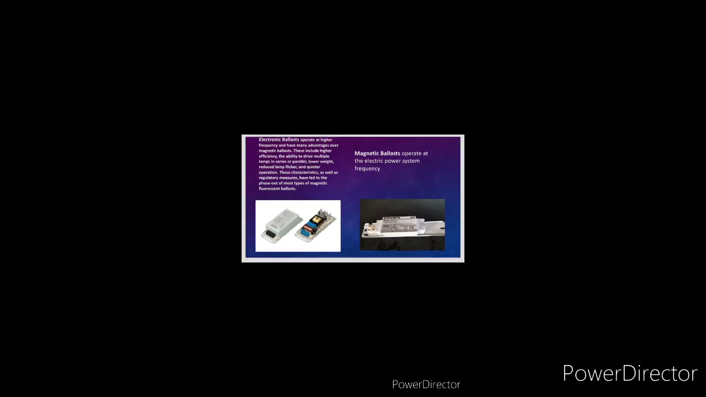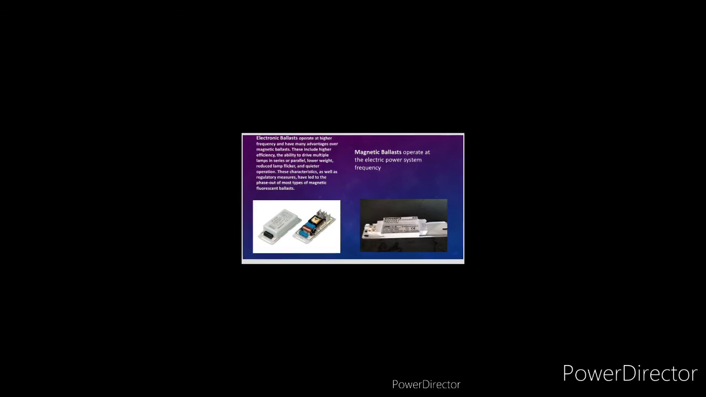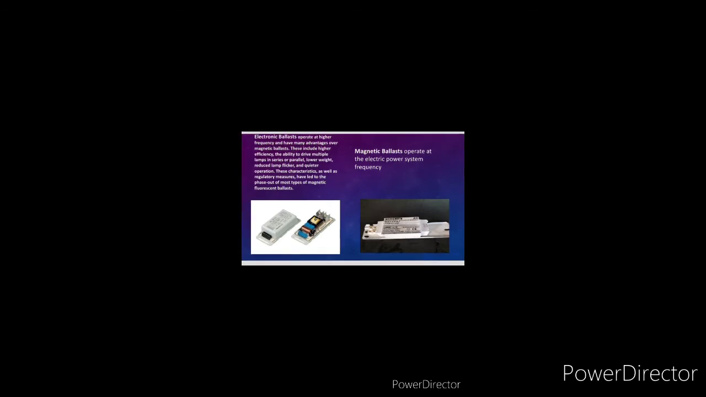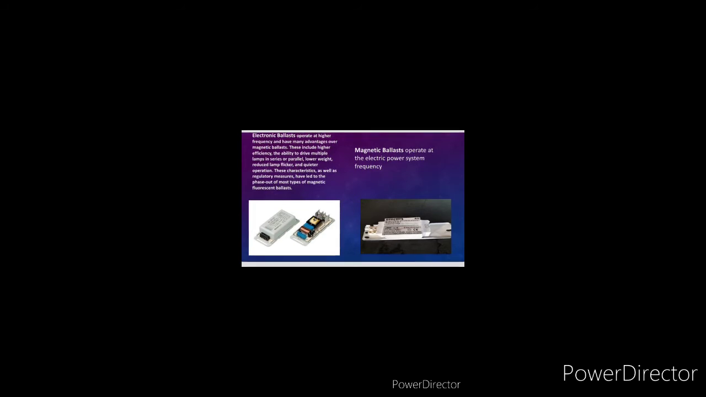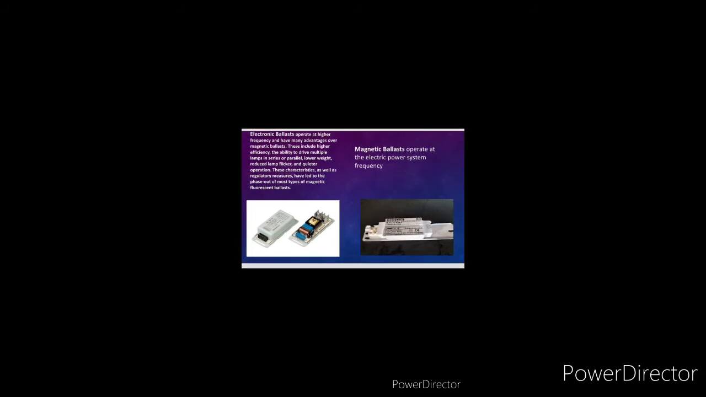Magnetic ballasts operate at electric power system frequency. Electronic ballasts operate at a higher frequency and have many advantages over magnetic ballasts. These include higher efficiency, the ability to drive multiple lamps in series or parallel, lower weight, reduced lamp flicker, and quicker operation. These characteristics, as well as regulatory measures, have led to the phase out of most types of magnetic fluorescent ballast.